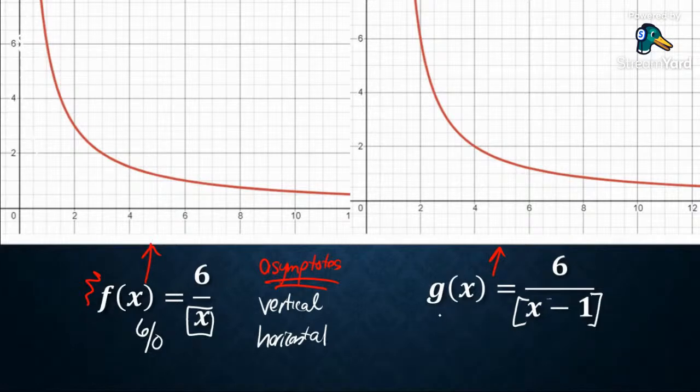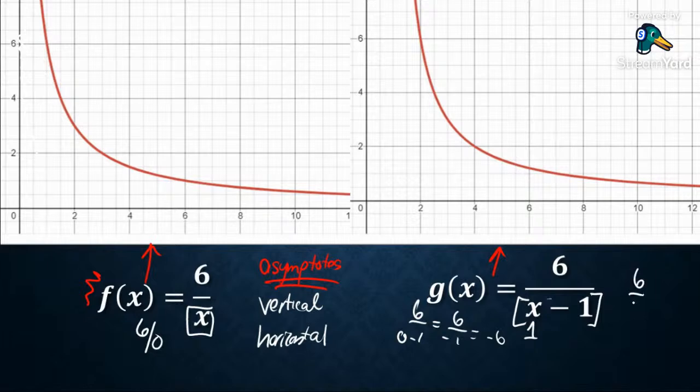Now, when we look at g of x, you have this x minus 1. So putting 0 in for that x doesn't change anything. We end up with negative 6. So when you put in 0 for x, we get negative 6 as an answer. For this one, you have to find what would make the denominator equal 0, and that would be if x was 1.